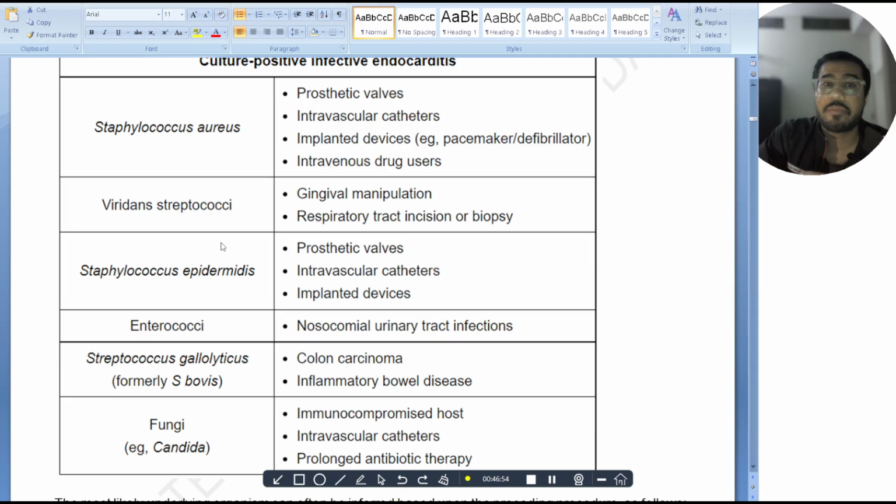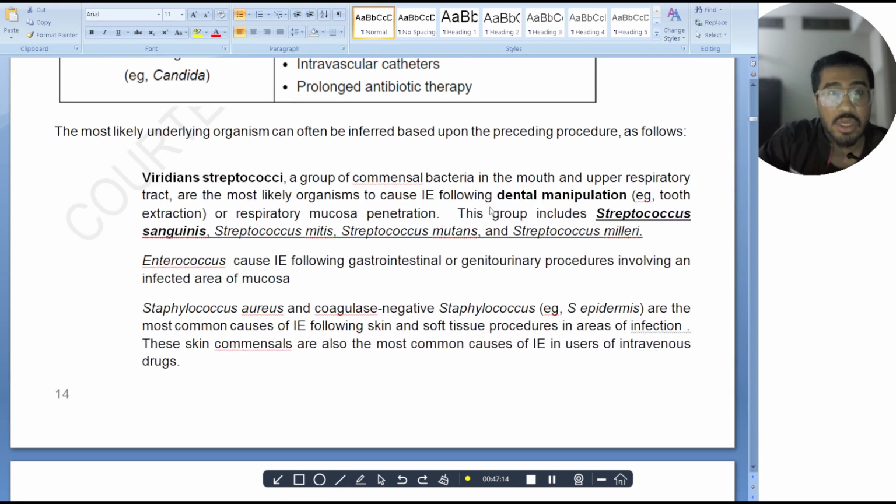They say the patient has had an intravascular catheter for a long time. You say it can be Staph aureus or Staph epi. They say the patient has a long history of inflammatory bowel disease like UC. The patient is a UC patient for 20 years and now has IE. What might be the cause? You say S. bovis. So that's how it goes.